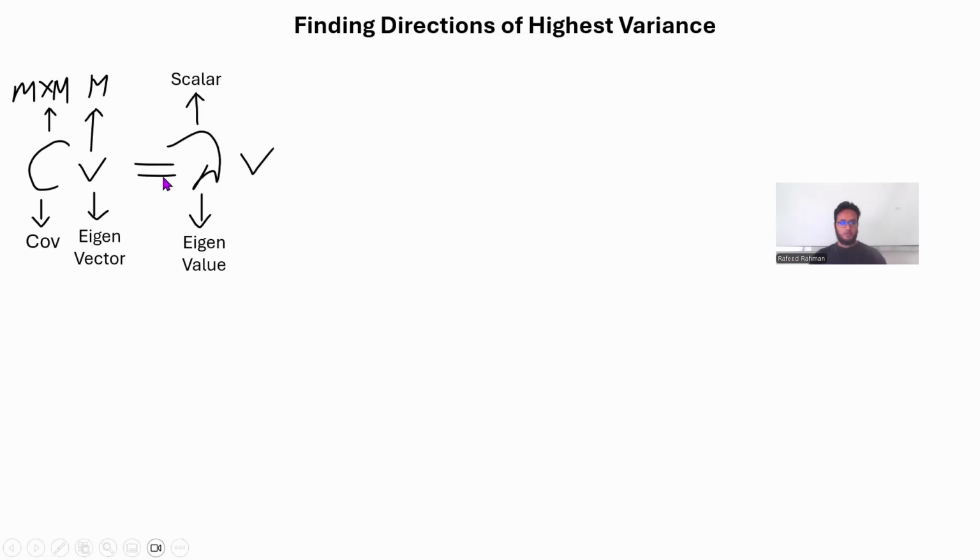Now this is very strange, because you are multiplying this vector by a matrix, and it is actually equal to just multiplying the vector by a scalar value. So this property has a special name. This is the eigenvector of the covariance matrix, and this is the eigenvalue for the covariance matrix. Let me actually illustrate why this is so special.